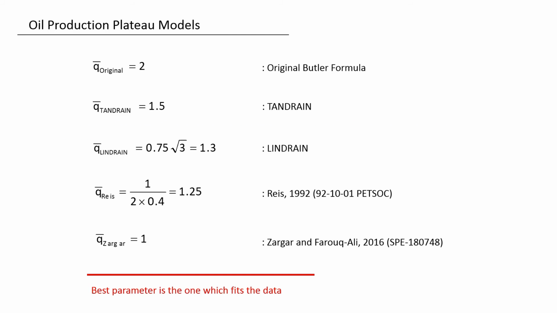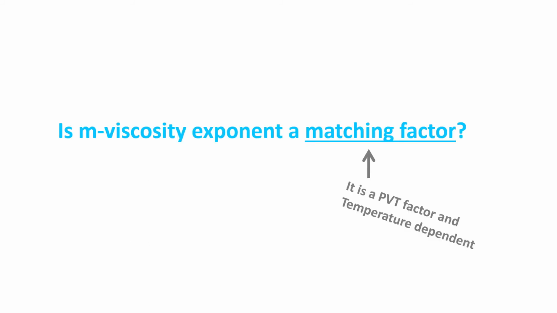But in this study, we use a tangent rate. Another factor a lot of people change to get the rates is the viscosity exponent, M. And it's not a matching factor. This is the PVT factor.